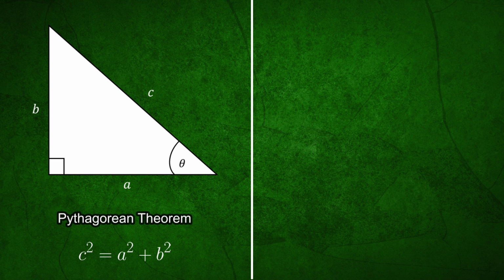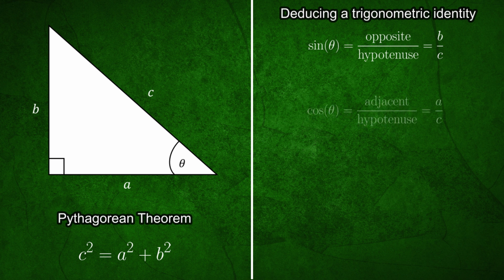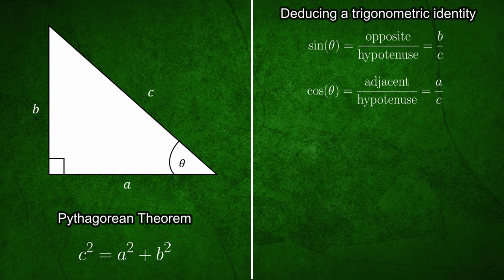Now, if we consider the angle theta and we start using the trigonometric functions, we know that sine of theta is equal to opposite over hypotenuse. Thus, sine of theta is equal to b over c. As well, cosine of theta is adjacent over hypotenuse. Thus, cosine of theta is equal to a over c.